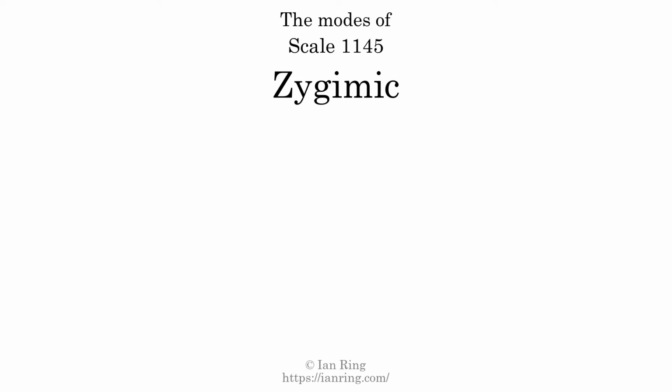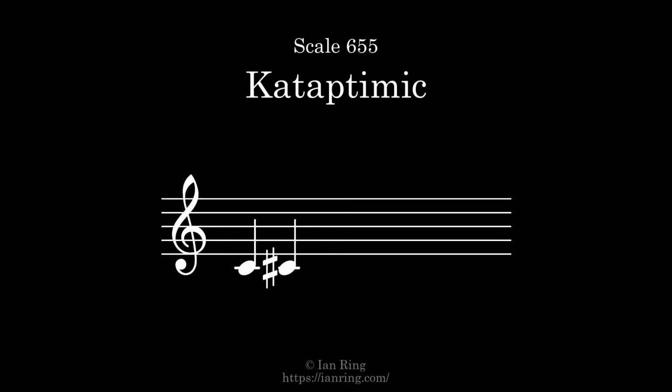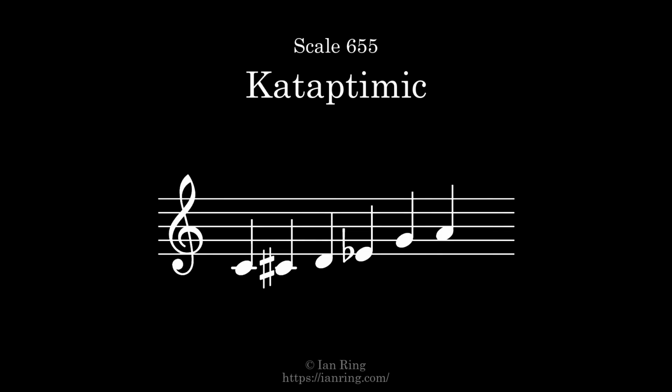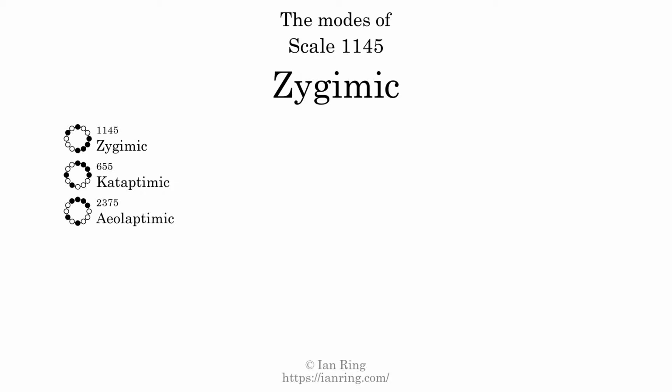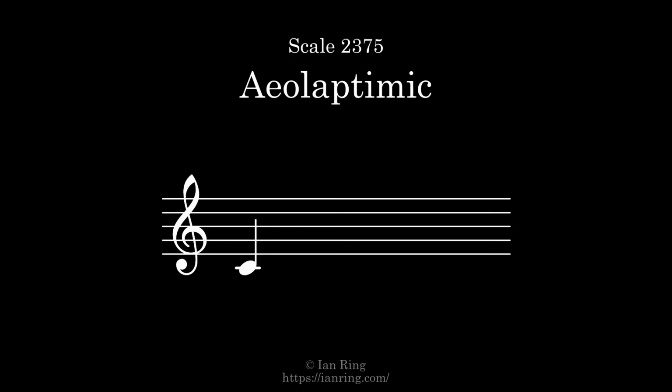This scale has 6 modes. The first mode is itself. The second mode is scale 655, also known as catoptimic. It sounds like this. The third mode is scale 2375, also known as elaptimic. It sounds like this.